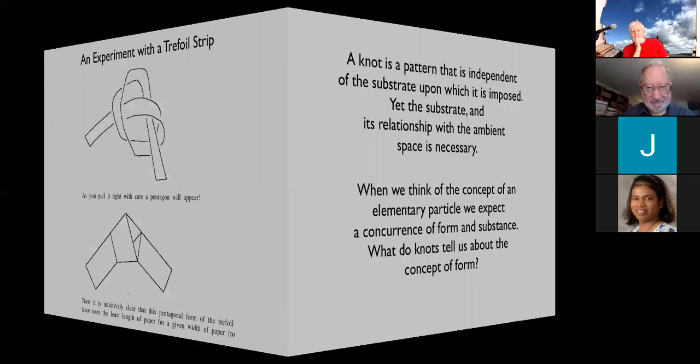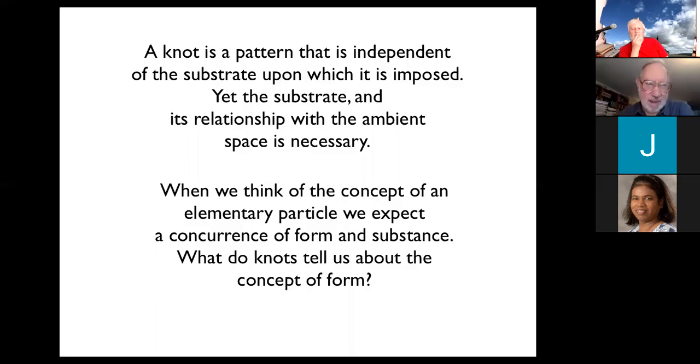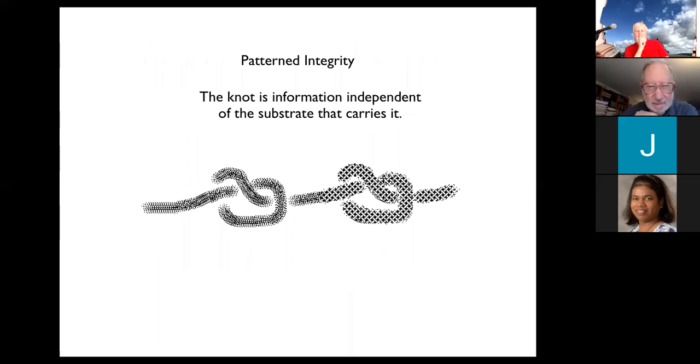Other random thoughts. A knot is a pattern that's independent of the substrate upon which it is imposed, yet the substrate and its relationship with the ambient space is necessary. When you think of the concept of an elementary particle, you expect a concurrence of form and substance. What do knots tell us about the concept of form? Patterned integrity was Buckminster Fuller's term for independence of substrate, and it's very interesting to think about that. It's a theme in many magic tricks, because knots get transferred from one thing to another, like from your knotted arms to the rope.